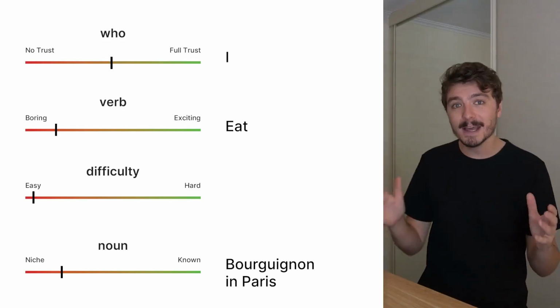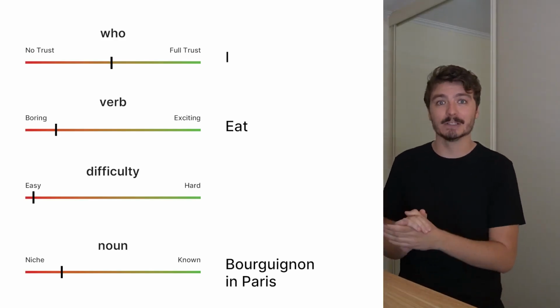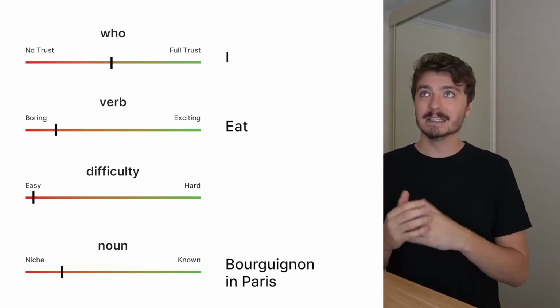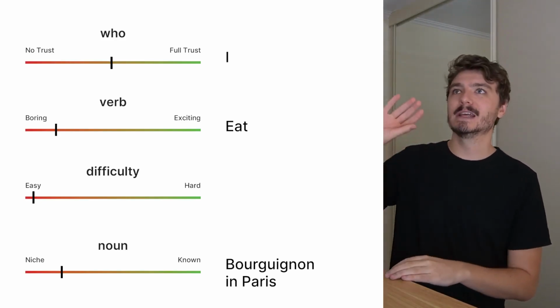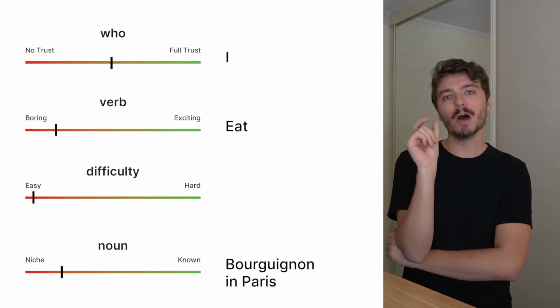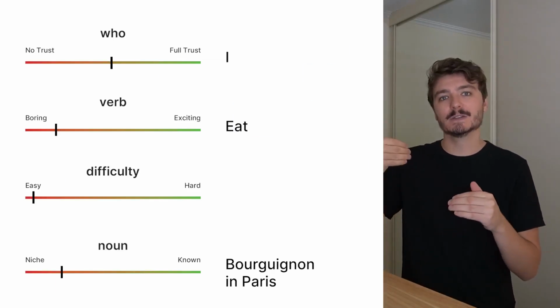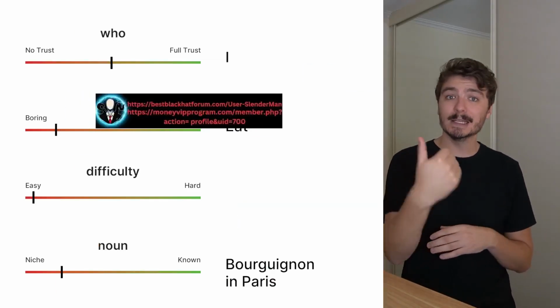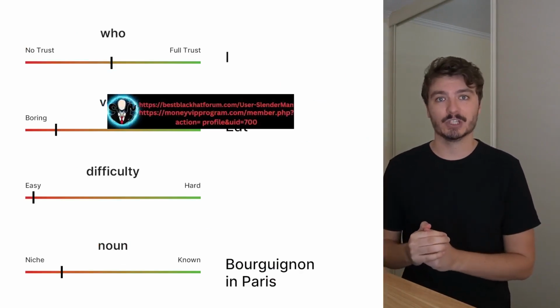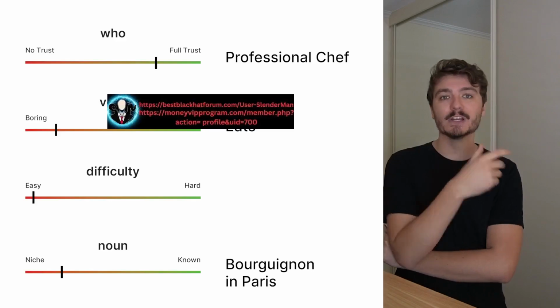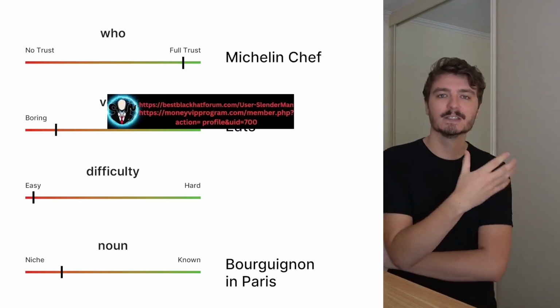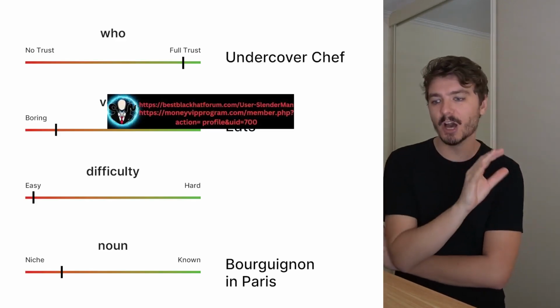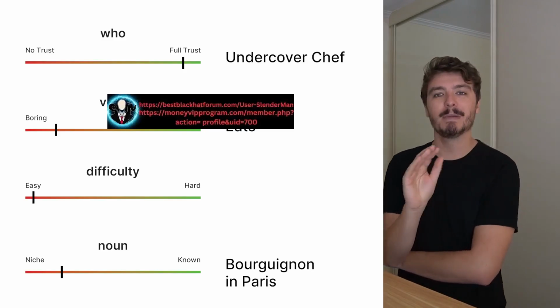Okay, I eat bourguignon in Paris. That's the video idea that I wrote down. Instead of making this about me again, let's just say that this is a chef channel, a cooking channel, something like that. So for the I, this time, instead of saying it's the worst person for this challenge, let's say that it's the best person to tackle this challenge. So maybe it's professional chef, 5-star Michelin chef, something like that. So maybe it's undercover chef eats bourguignon in Paris. You're now more likely to click on this video because you trust the person who's going to tell that story.